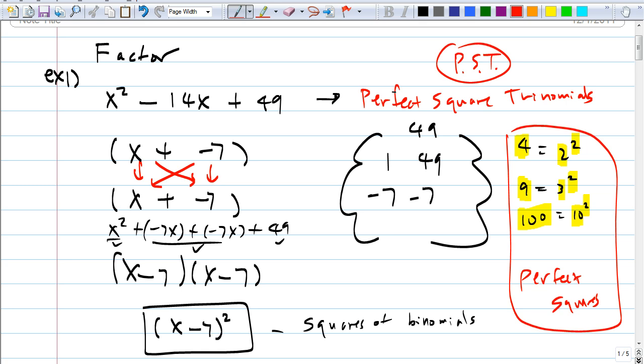By the way, is any trinomial a perfect square trinomial? No. When do you get a perfect square trinomial? When you have a square of a binomial. This is one square of a binomial. When you have a square of a binomial, then you get this perfect square trinomial. Any question? Are we good?